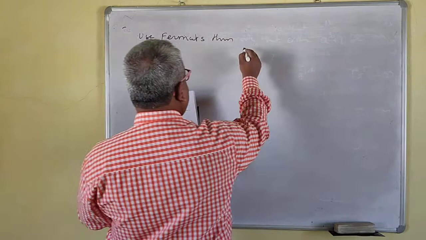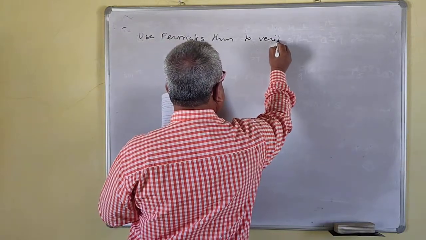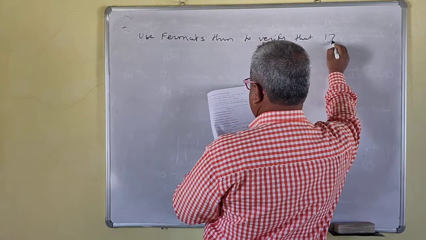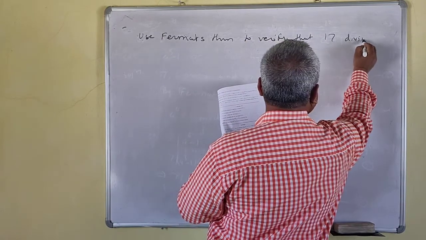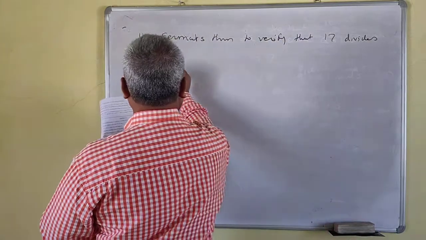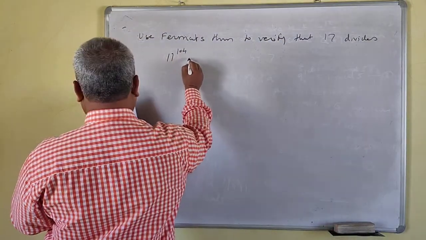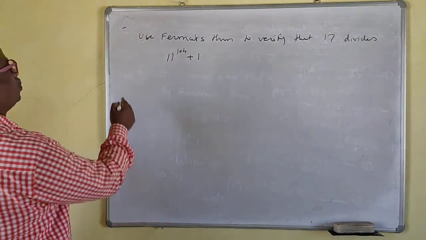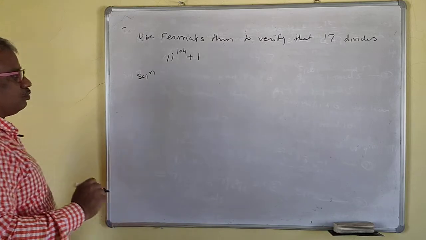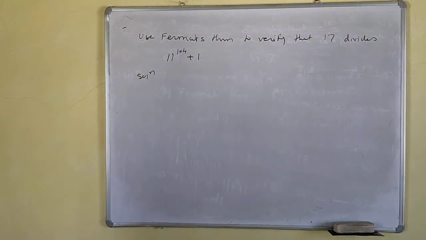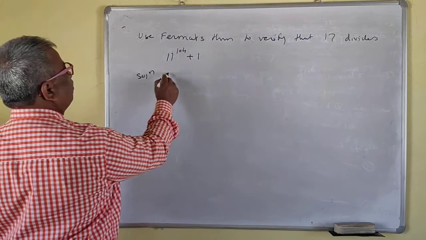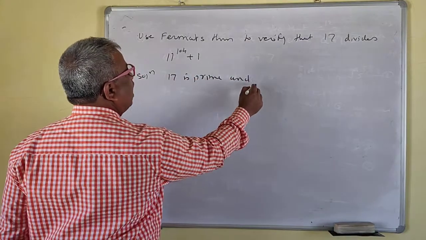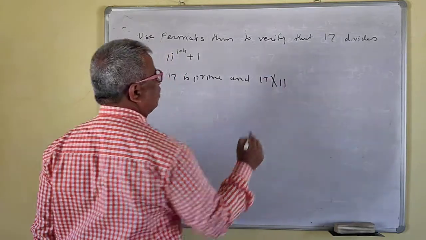Next problem, to verify that 17 divides 11 raised to 104 plus 1. Okay, solution. 17 is a prime. 17 is prime and 17 does not divide 11.